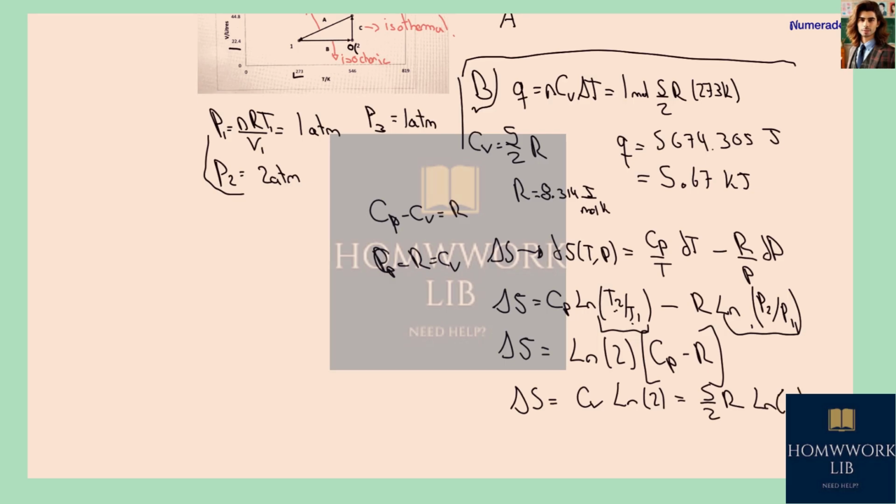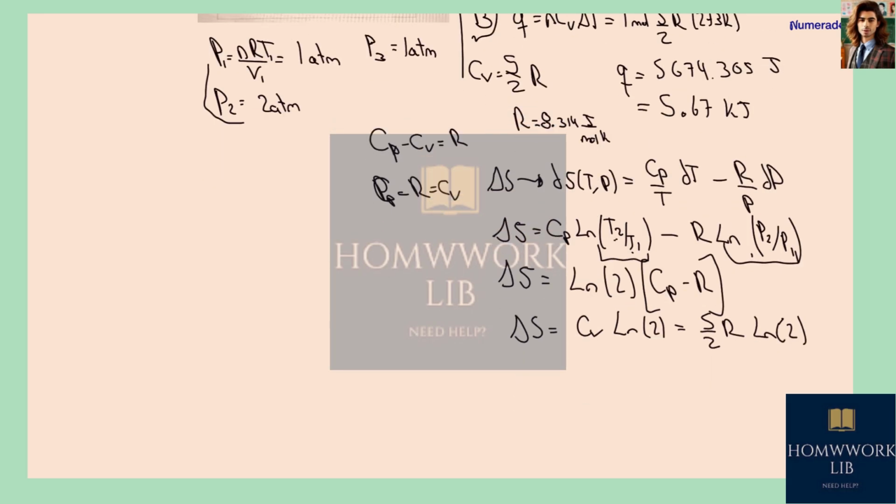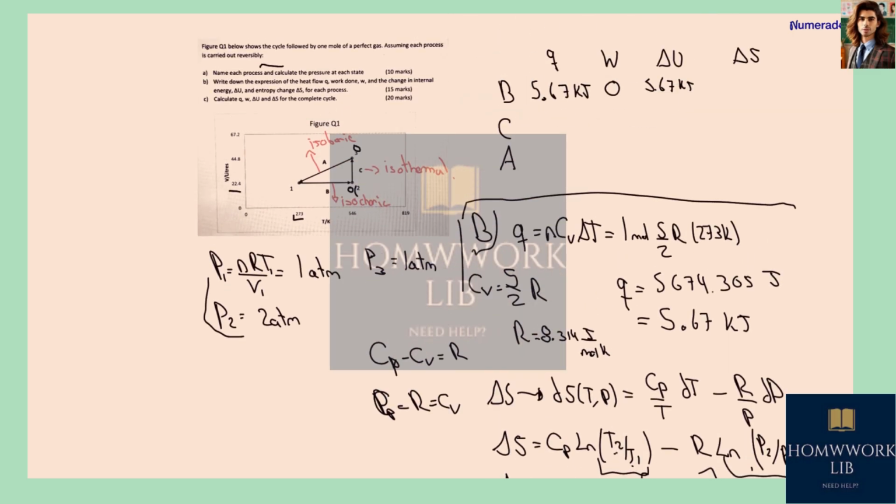This is going to give us as a result, sorry, it is going to give us a delta S equal to 14.4 joules per Kelvin. So over here we can write down 14.4 joules per Kelvin.